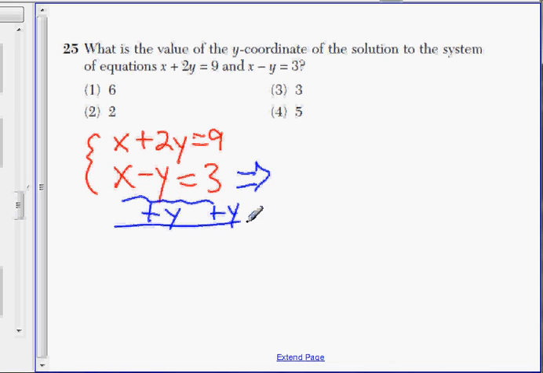I want to solve for x. I want to get x by itself, so I'm adding y to both sides, and x, without the y, because I'm moving to the other side, is going to be equal to 3 plus y. So the first thing you want to do is actually take one of the equations and solve for x or solve for y. Get the variable by itself on one side, and that's what I did here.